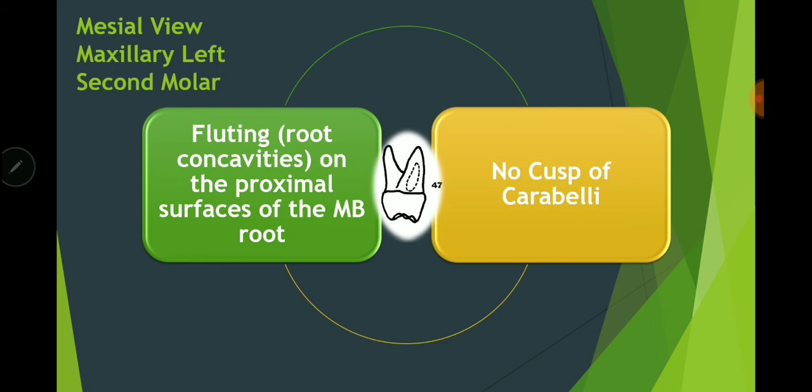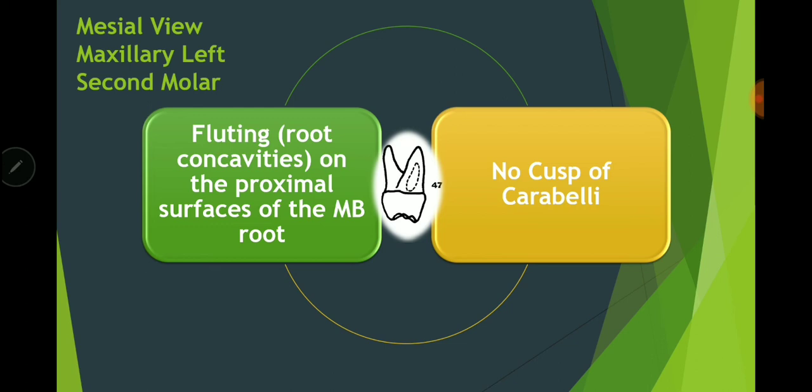So when you're studying these, you have to know the comparisons between the first molars, second molars, and the third molars. The mesial view of the maxillary second molar, there's some fluting of the root concavity. So fluting is root concavity on the proximal surface of the mesial buccal root. So you have to know which roots have root concavities.